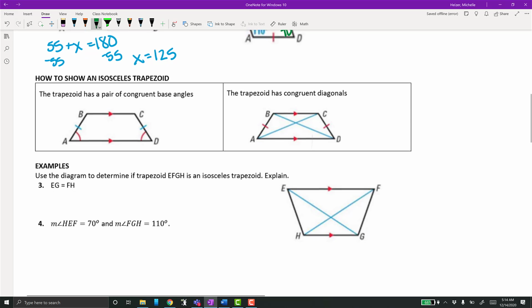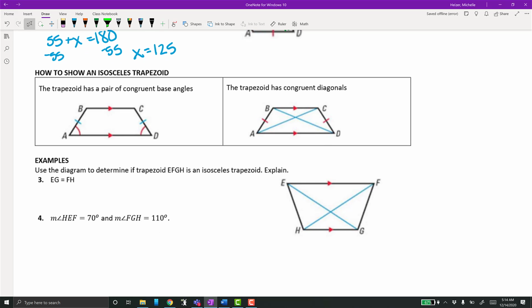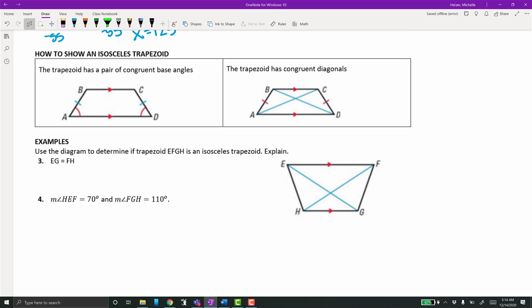Alright, so here's a little bit of information. A trapezoid can be an isosceles trapezoid if you know it has a pair of congruent base angles or if it has congruent diagonals. So in this example, use the diagram to determine if this is an isosceles trapezoid. EG is congruent to FH. Those are the diagonals, which would fall under this criteria. If it has congruent diagonals, it's an isosceles trapezoid. So we can say, yes, this is an isosceles trapezoid because we have congruent diagonals.